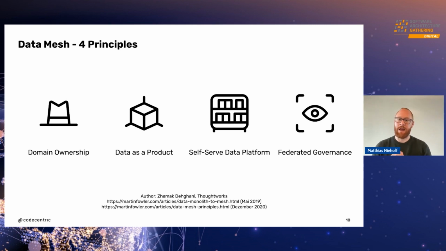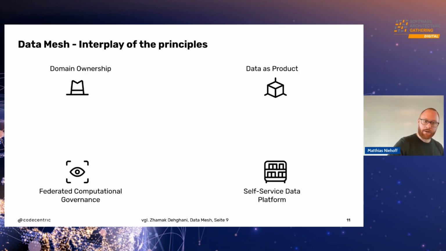And so that it doesn't end in total chaos, we have this federated governance, which means, okay, we all together get a kind of governance in an automated fashion. Most of the time it's federated automated governance that ensures that certain standards are applied.